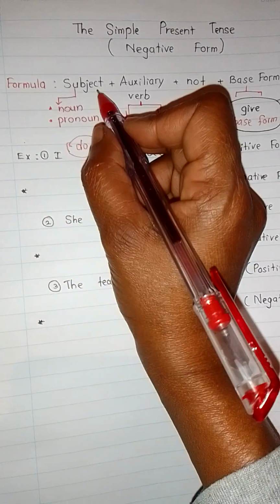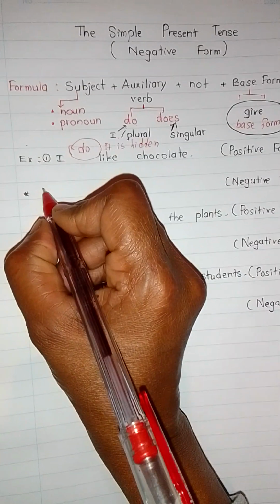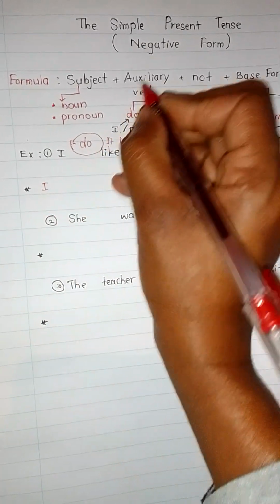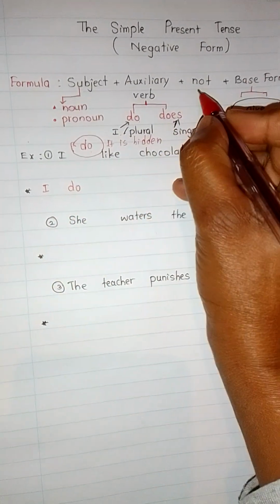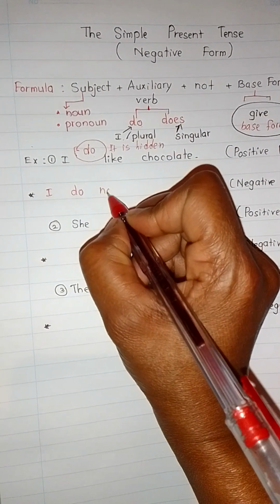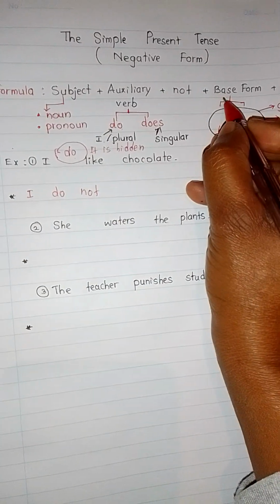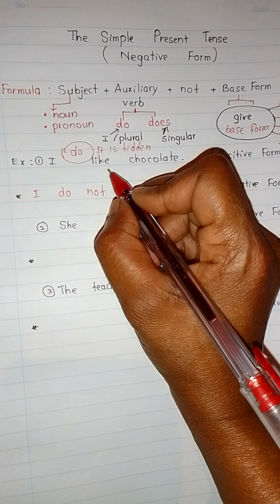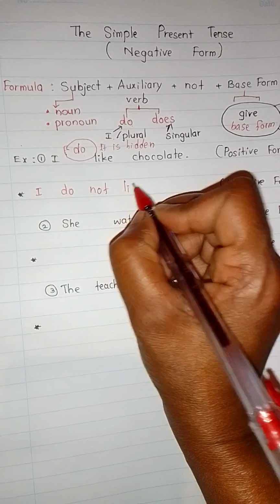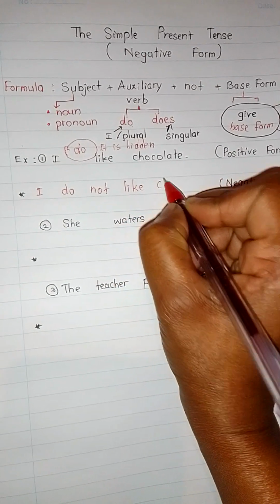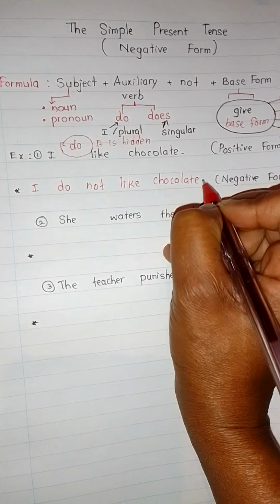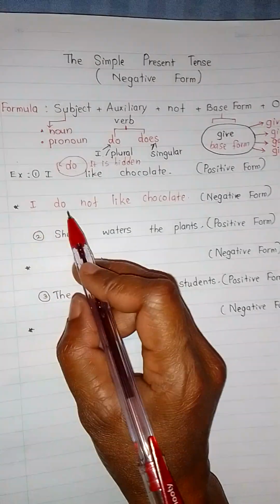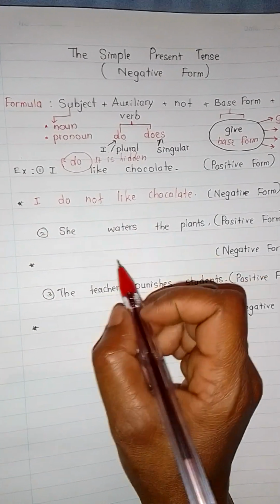Then what is the formula? Subject I, auxiliary verb do. Then we add the negative form not. Then the base form. The base form of like is like. Object of the sentence is chocolate. Right? I do not like chocolate.